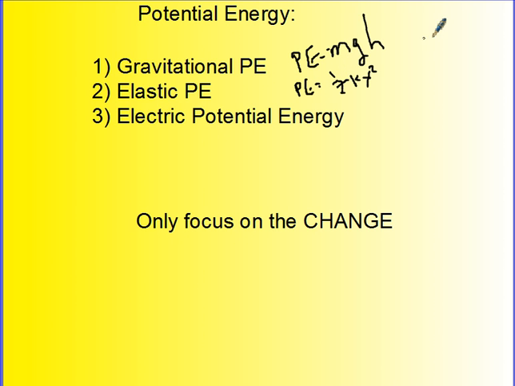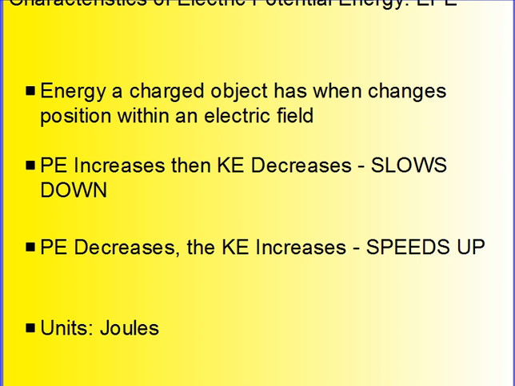Just as gravitational potential energy is the gravity associated with a height due to some arbitrary reference, the elastic potential energy is the energy with respect to this x. It's really a delta x here. For electric potential energy, we're going to focus on the change of the energy. The change is what's important, not the absolute number.